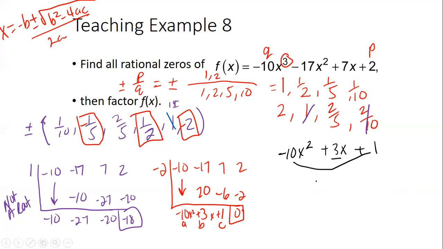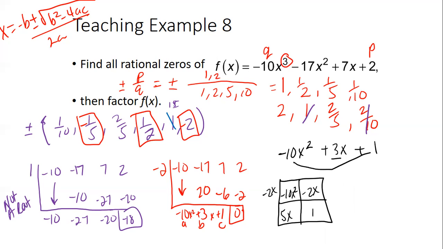-5 and switch it. -2 is 5. -2 and 5, right? So maybe this rings a bell, setting up the box. Does that ring any bells? So you would have -10x squared, 1, and we have +5x and -2x. Do you remember the box?